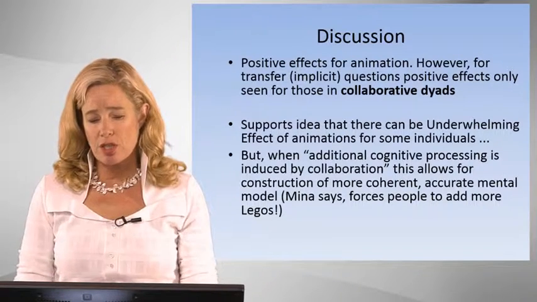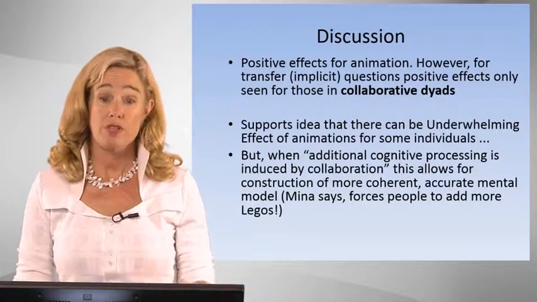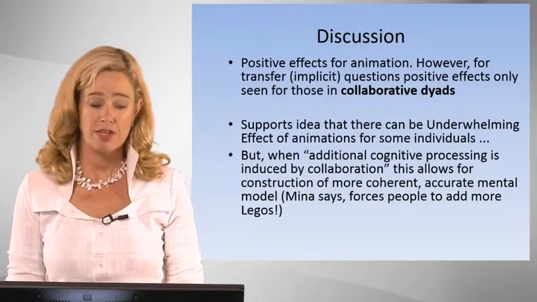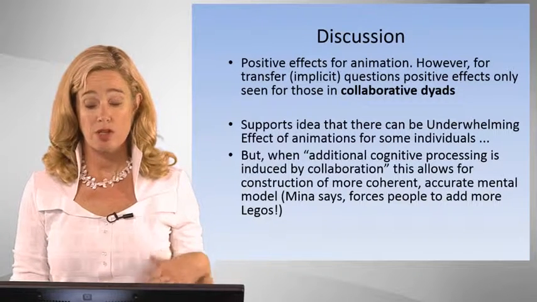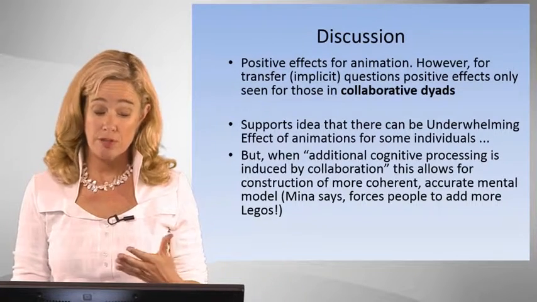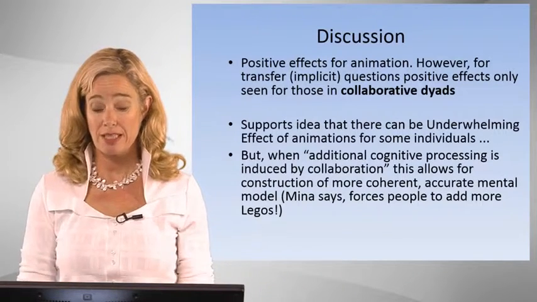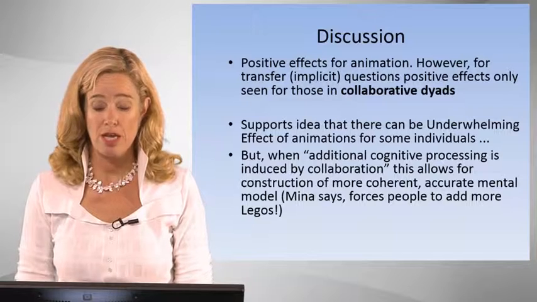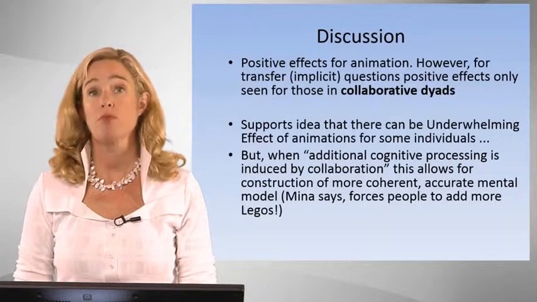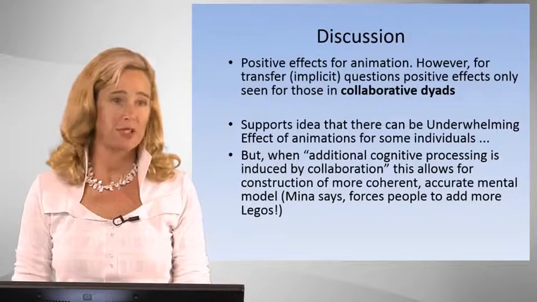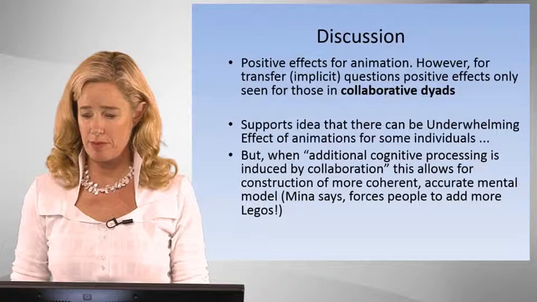So for the discussion, positive effects were seen for animation. However, for transfer of these implicit type questions, positive effects only seen for those in the collaborative dyads. Supports the idea that there can be an underwhelming effect for some individuals, but when additional cognitive processing is induced by the collaboration, the talking to each other, this allowed for construction of a more coherent, accurate mental model. It would be like being able to add more Legos to your structure and then maybe put glue on top of them so it stays stable.